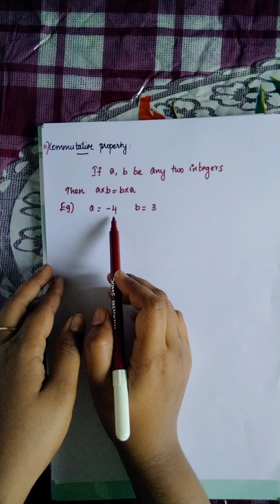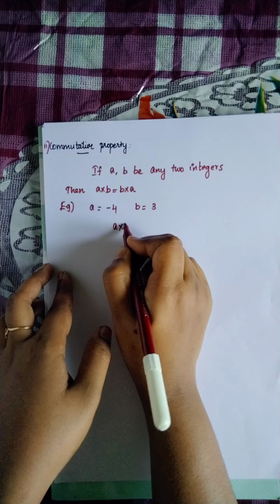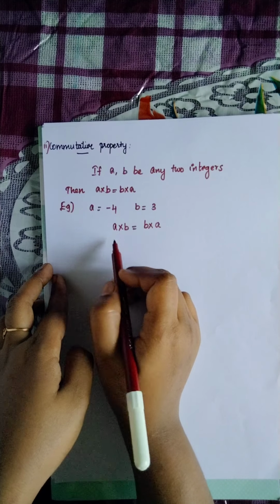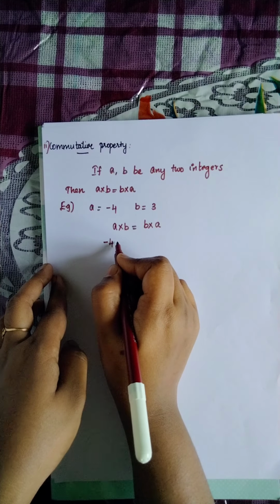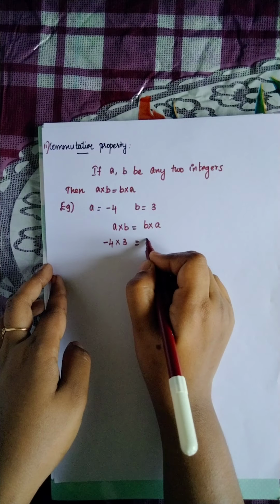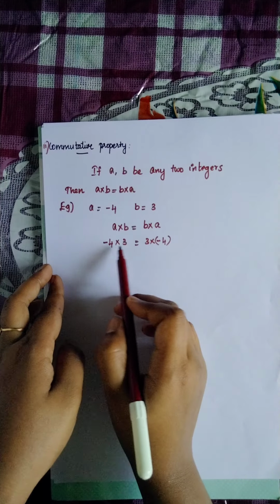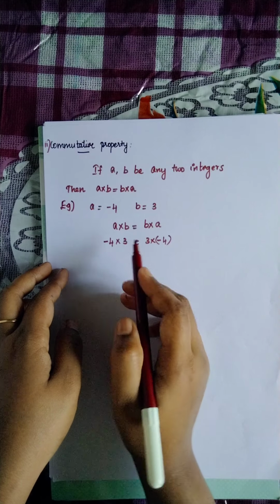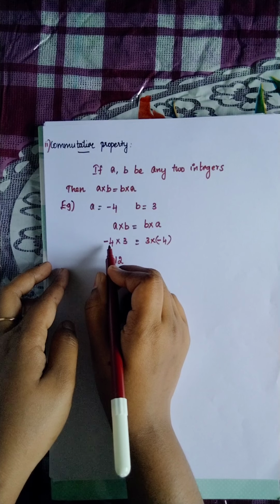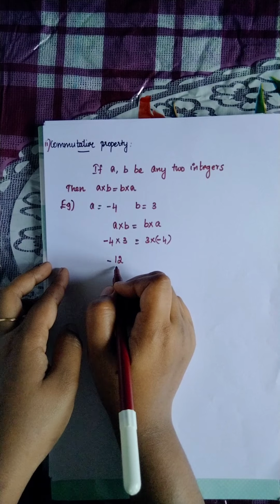Substitute the value for a as minus 4, value for b as 3. What do we need to prove? a into b is equal to b into a. Substitute the values here: minus 4 into 3 is equal to 3 into minus 4. What is 4 into 3? 4 3s are 12. You need to put the negative sign, right? Both the numbers have unlike signs, so we need to get the negative product.